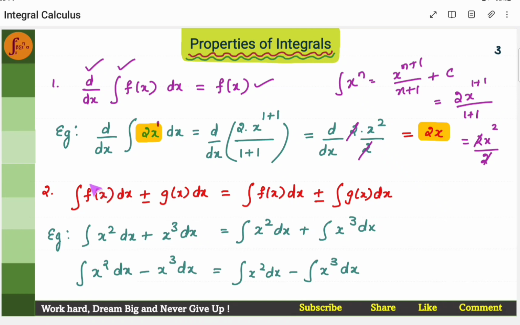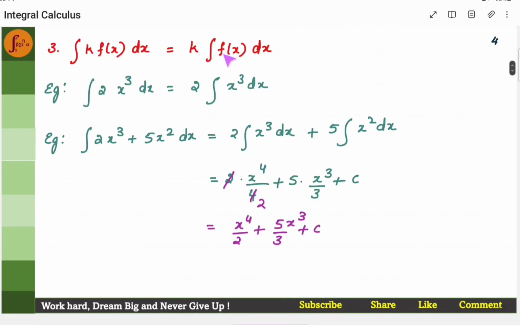Integral of this function and integral of this function, and I can add them together or subtract them. So here's an example. Integral of x square dx plus x cube dx can be written by separating them out: integral of x square and integral of x cube. Similarly with subtraction. This is the third property.